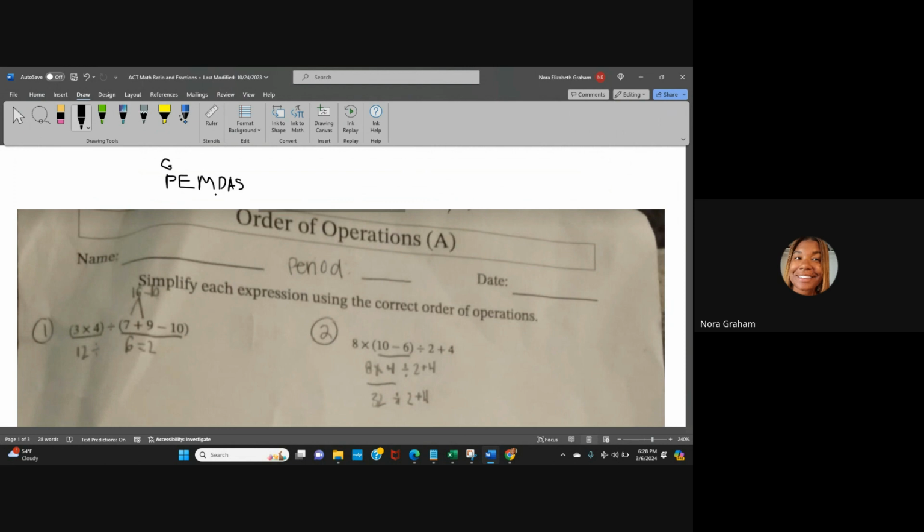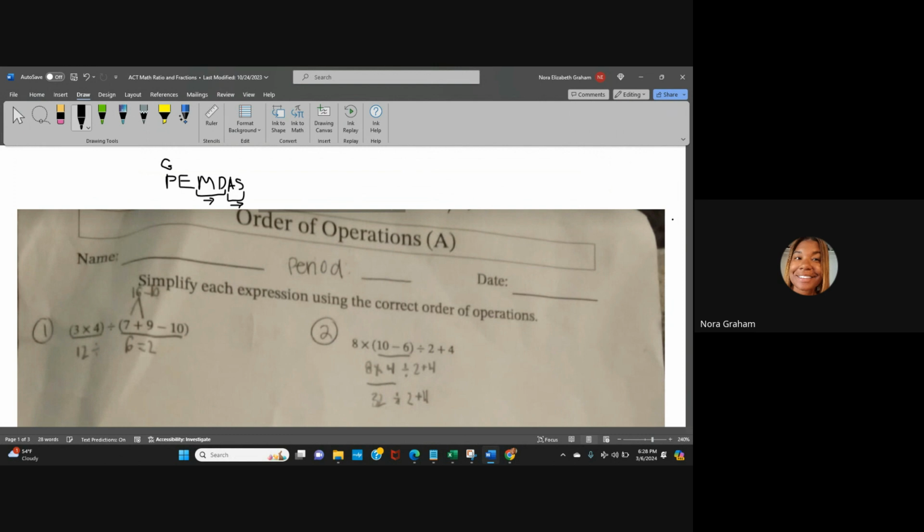This is the order that all mathematicians use so we can all get the same answer. The one thing about this is with multiplication and division, you want to move from left to right. This doesn't mean that multiplication comes first. It just means whenever we have multiplication and division, you move from left to right. Same thing with addition and subtraction. It doesn't mean that addition comes first. It means that whenever I have addition and subtraction together, I move from left to right.